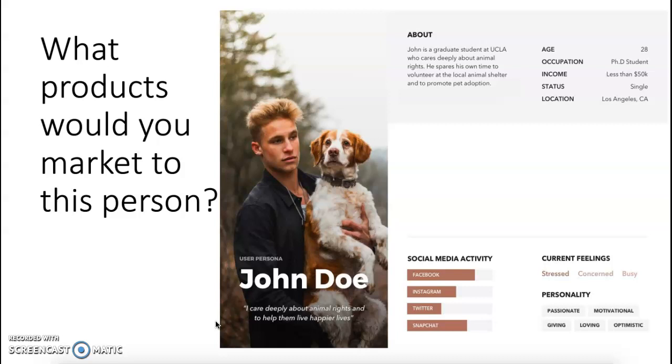Here's an example. This is John Doe. Here's some information about him. He's a PhD student. He's 28. He's single, living in LA. He cares about animals. He's a volunteer at a pet adoption shelter. This is his social media activity and some information about his personality. Try to think about 2 to 3 things that you might market to this particular person.